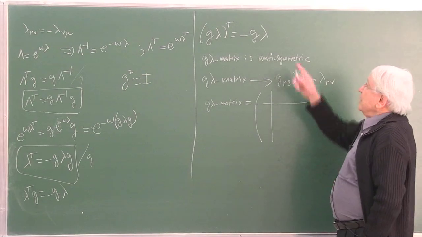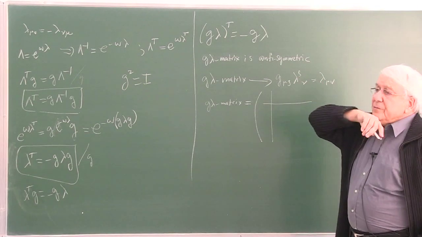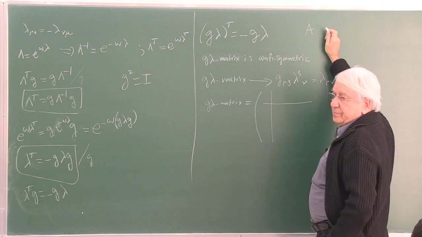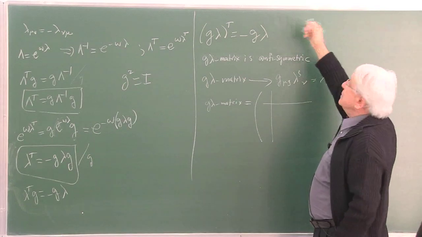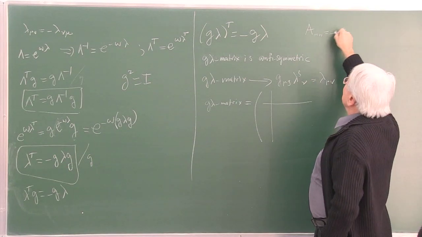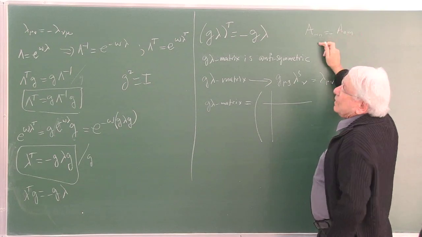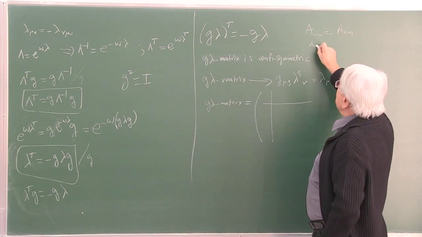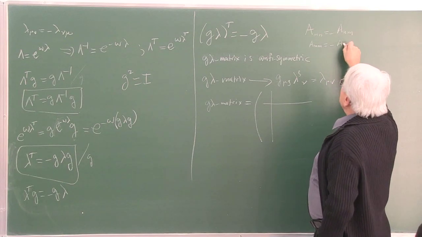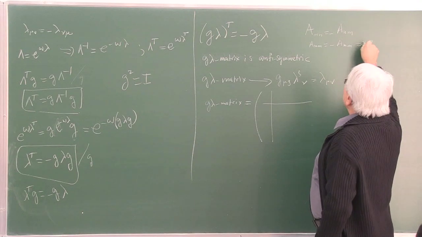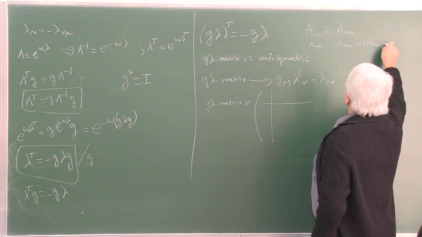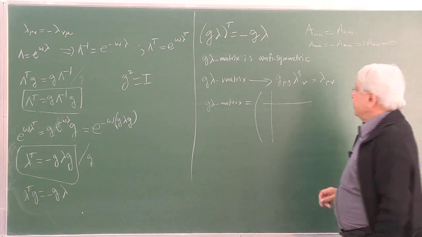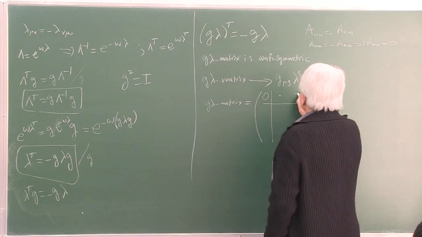anti-symmetric. Anti-symmetric matrices have diagonal elements zero, right? Can we demonstrate that? If A is an anti-symmetric matrix, any matrix A_mn, if it is anti-symmetric, A_mn equals minus A_nm. What are the diagonal elements when both m and n are the same? That is, A_mm is equal to minus A_mm, so A_mm is equal to zero. Anti-symmetric matrices are such that their diagonal elements are zero. Fine.